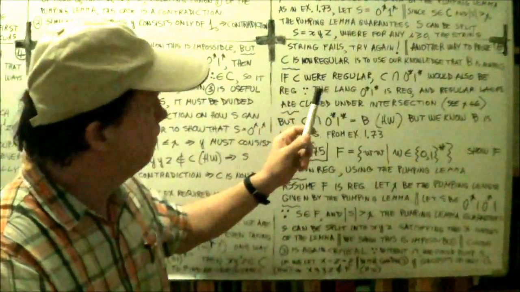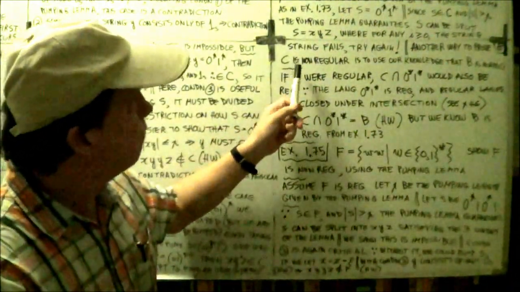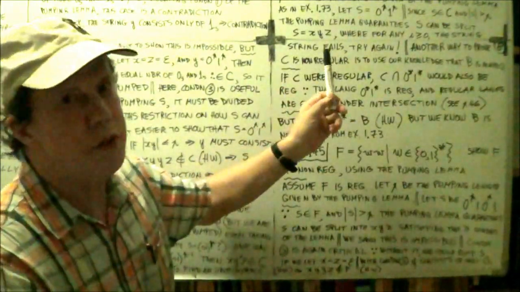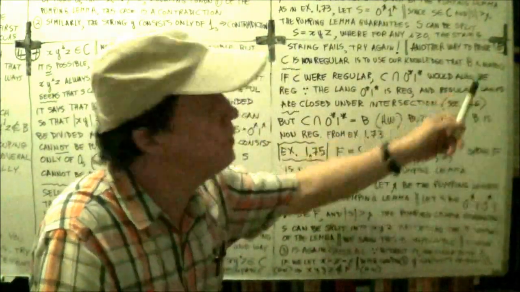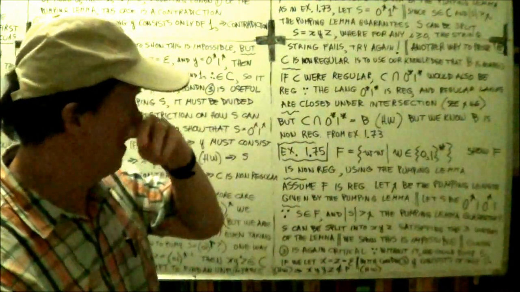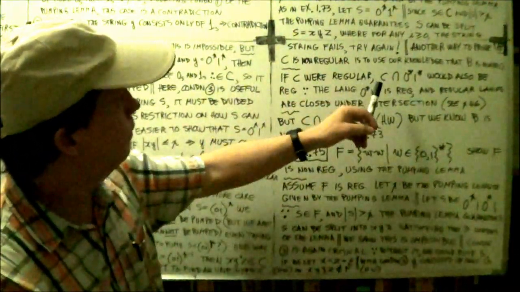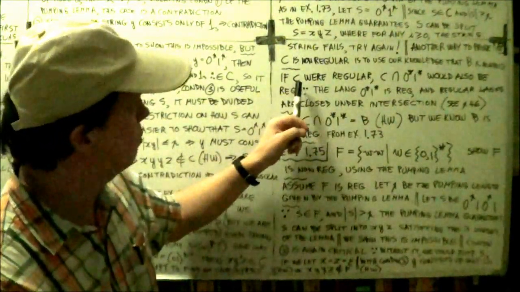Now, this is sort of a different approach. You can actually show that C is non-regular by using the knowledge that we have now from a previous example that B is non-regular. It's a rather ingenious little proof. Okay, so here's how it works. You're assuming, again by contradiction, that C is regular.